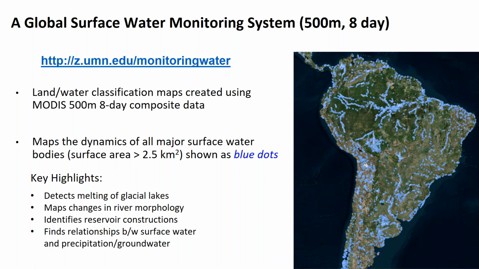If you go to this website, you will be able to see all sorts of examples of what's happening on a global scale to these water bodies. You can see melting of glacial lakes. You can see changes in river morphology. You can see construction of reservoirs. All of these three things I will show you very briefly in the next couple of minutes. But you can also see the relationship between the surface water changes from this product and groundwater from GRACE. There is very high correlation between how the surface water is changing and how the groundwater is, except in certain cases where we see some very interesting patterns driven by agriculture, aqua-agriculture in certain parts of the world, where the groundwater and the surface water are going in the opposite direction.